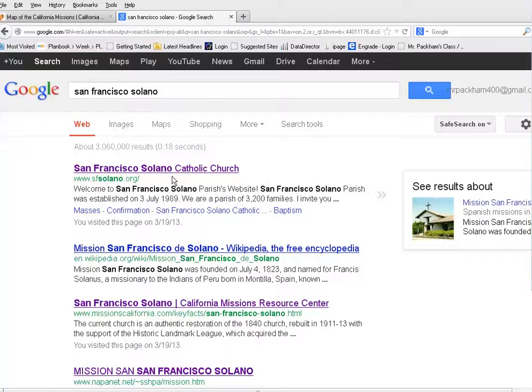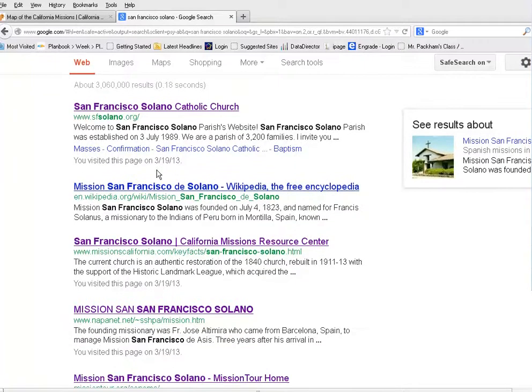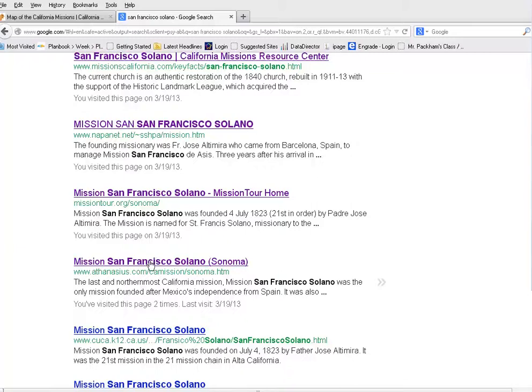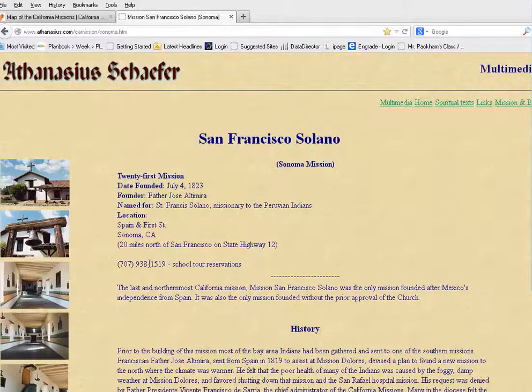For this particular research I did, and I've already looked at some of these websites, this first one brings up the Catholic Church. That's not what I want. I want a website that tells me about Mission San Francisco Solano. And so I've actually gone through and looked at several of these websites already, and the one that I found that had the most information was this one down here. So again, this took me a good few minutes to go through and find a good website that had the information I wanted. And when you get ready to do this, make sure you set aside the time to really sit down and read it.